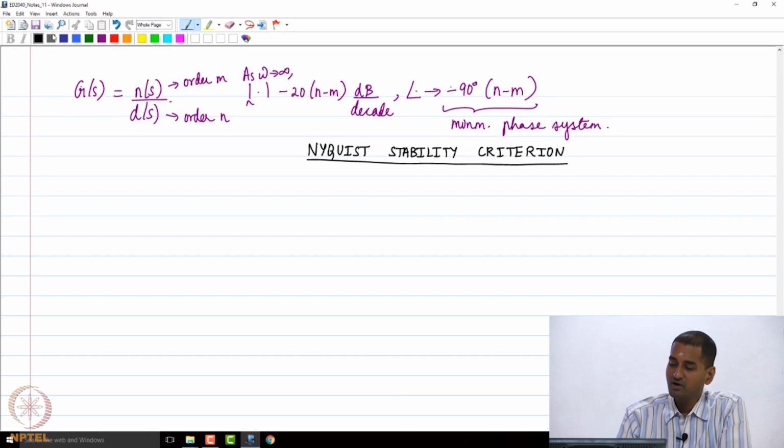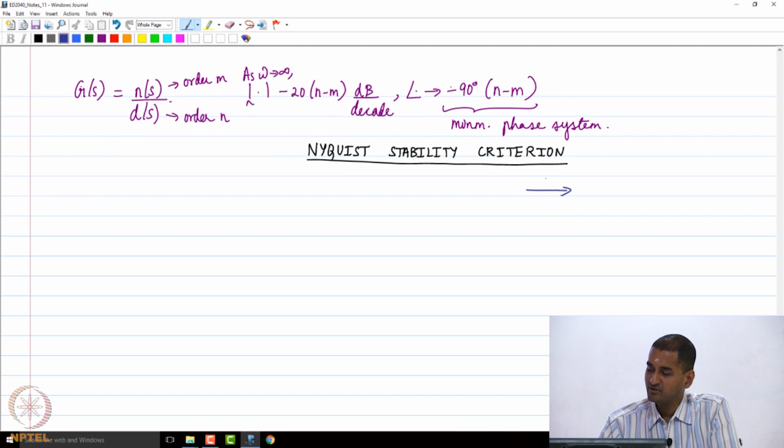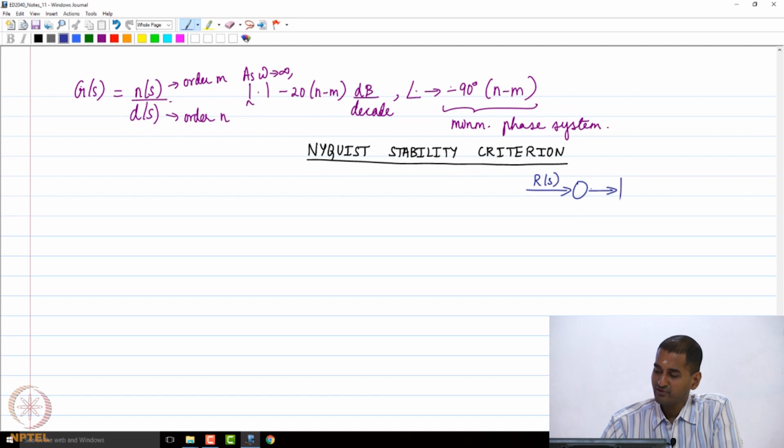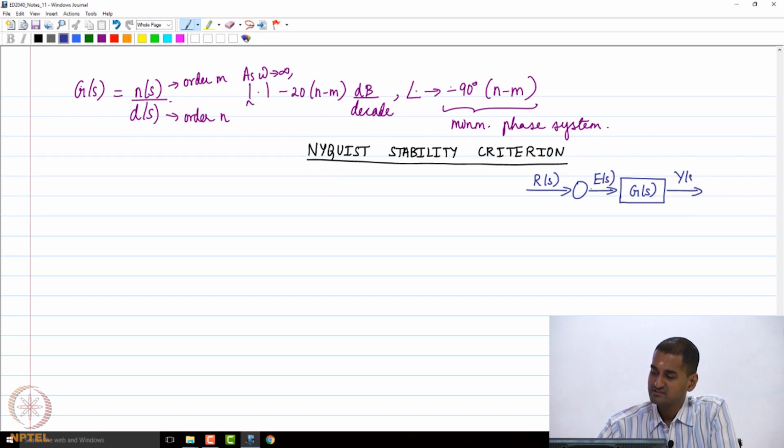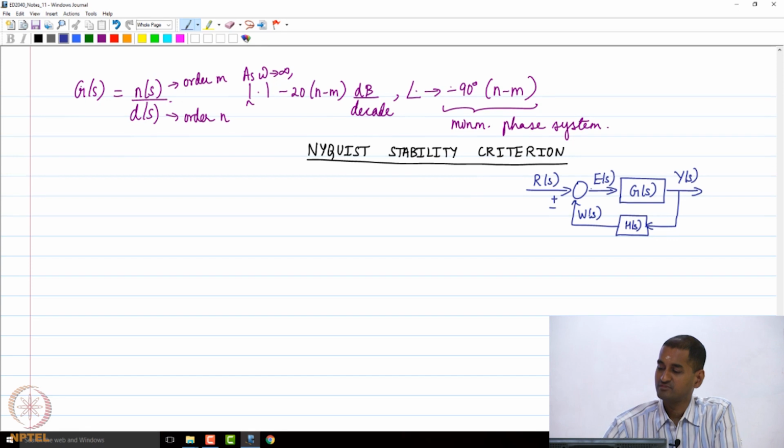So, if you recall our block diagram of the closed loop system that we have been looking at, the forward path transfer function was g of s. This is e of s, and this is y of s, and the feedback path transfer function is going to be h of s, and this is going to close the loop. Let us say we have negative feedback, let me call the signal w of s. So, this is the block diagram we have.